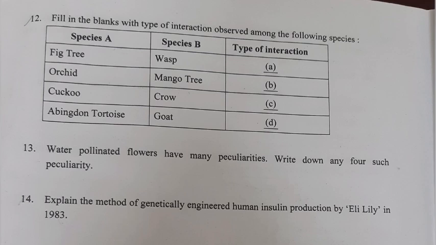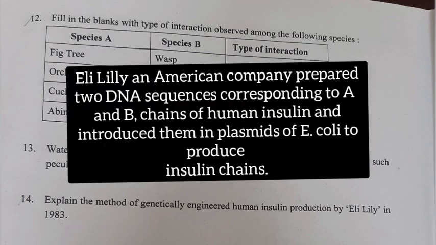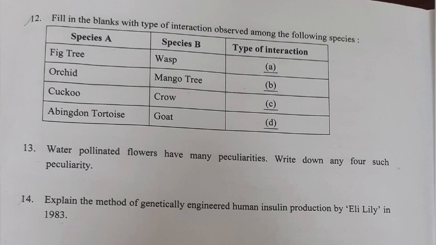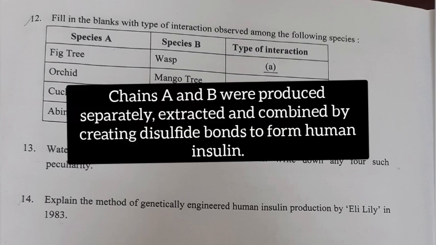14. Explain the method of genetically engineered human insulin production by Eli Lilly in 1983. Answer. Eli Lilly, an American company, prepared two DNA sequences corresponding to A and B chains of human insulin and introduced them into plasmid of E. coli to produce insulin chain. Chain A and B were produced separately, extracted and combined by creating disulfide bonds to form human insulin.